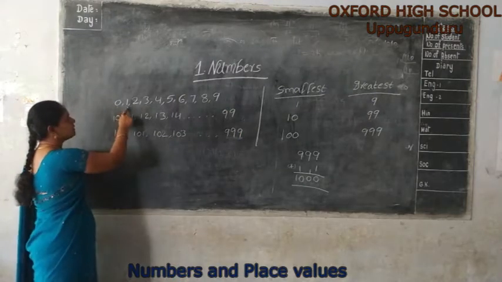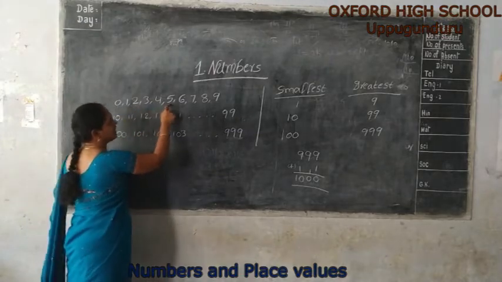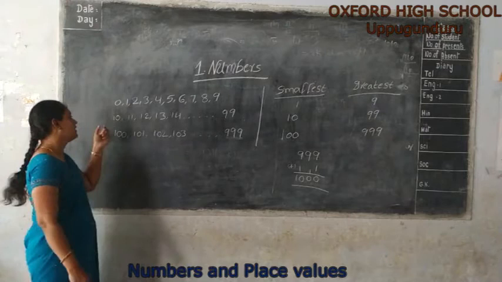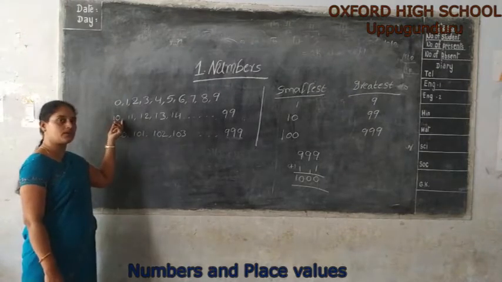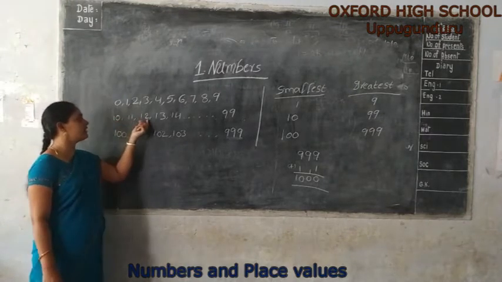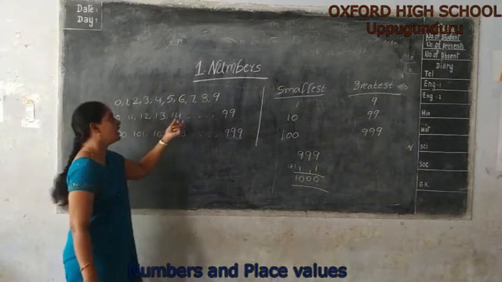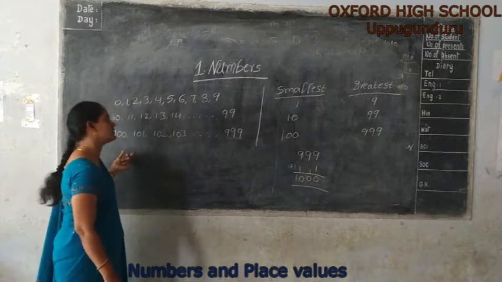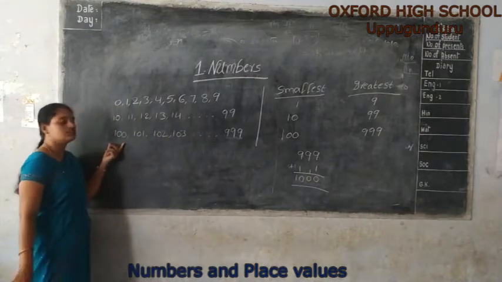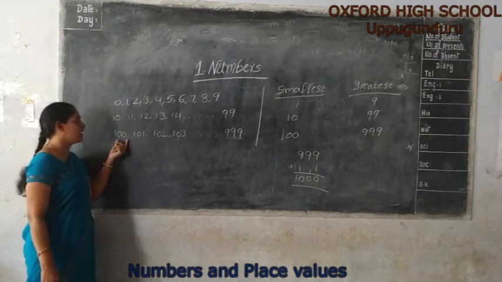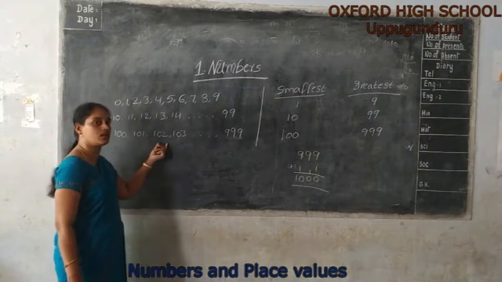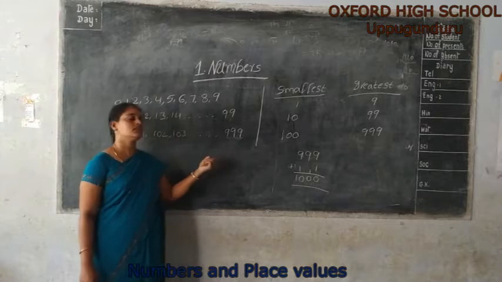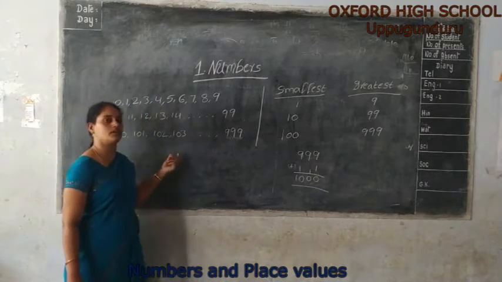Digits: 0, 1, 2, 3, 4, 5, 6, 7, 8, 9 are called digits. Next, two digit numbers: 10, 11, 12, 13, 14 up to 99. These are two digit numbers. Next, three digit numbers: 100, 101, 102 up to 999. These are three digit numbers.